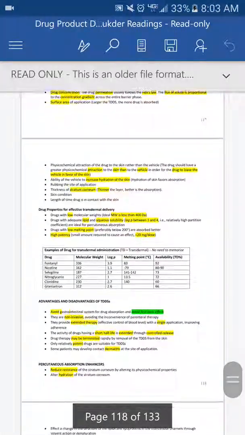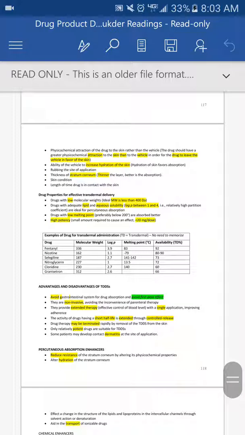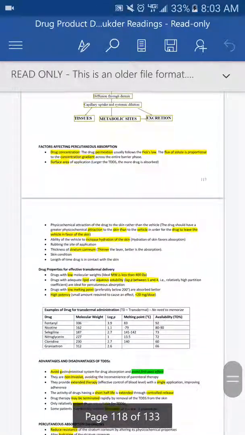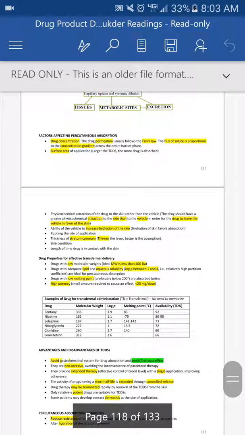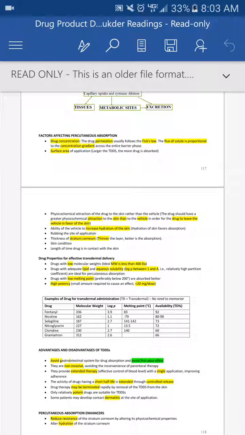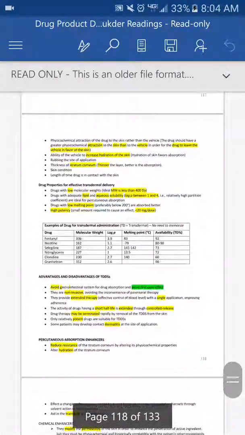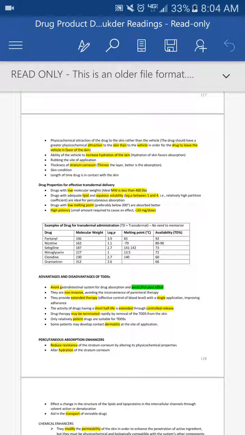Rubbing the site of application is going to affect percutaneous absorption, obviously. So when you talk about percutaneous absorption, if you rub the skin, you could possibly increase absorption, which may or may not be a good or bad thing. So you don't want to take a transdermal patch and start rubbing it into the skin, because then you're going to have too much of the drug release and diffuse at once.